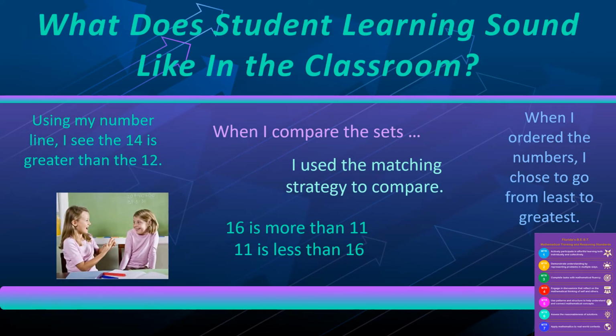Students will be using comparative language and justifications to explain how they determined which number was greater or less, or if they were equal. Students should be expressing their thinking and connections with vocabulary, tools, and a number line. Student thinking may include phrases like, I used the matching strategy to compare, or using my number line, I see that 14 is greater than 12.